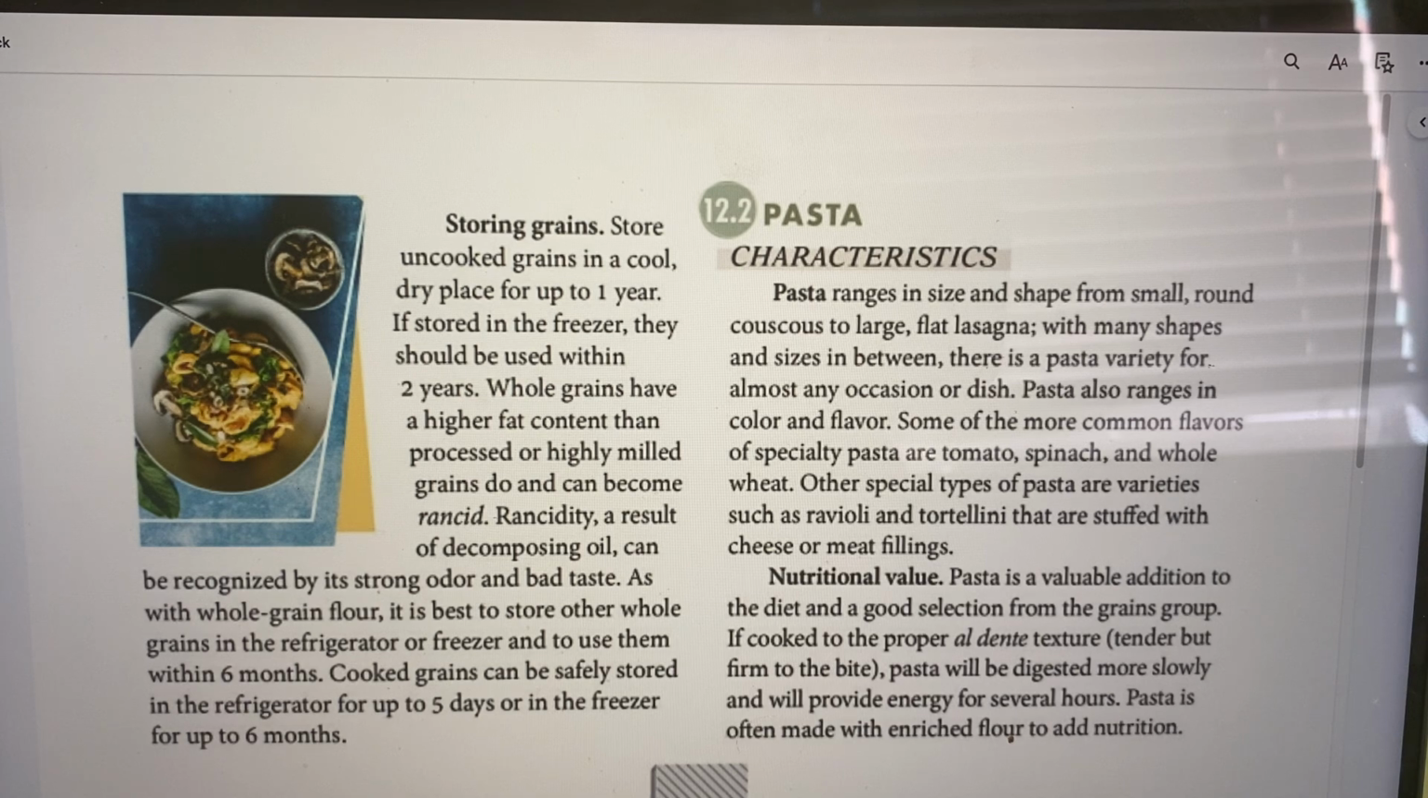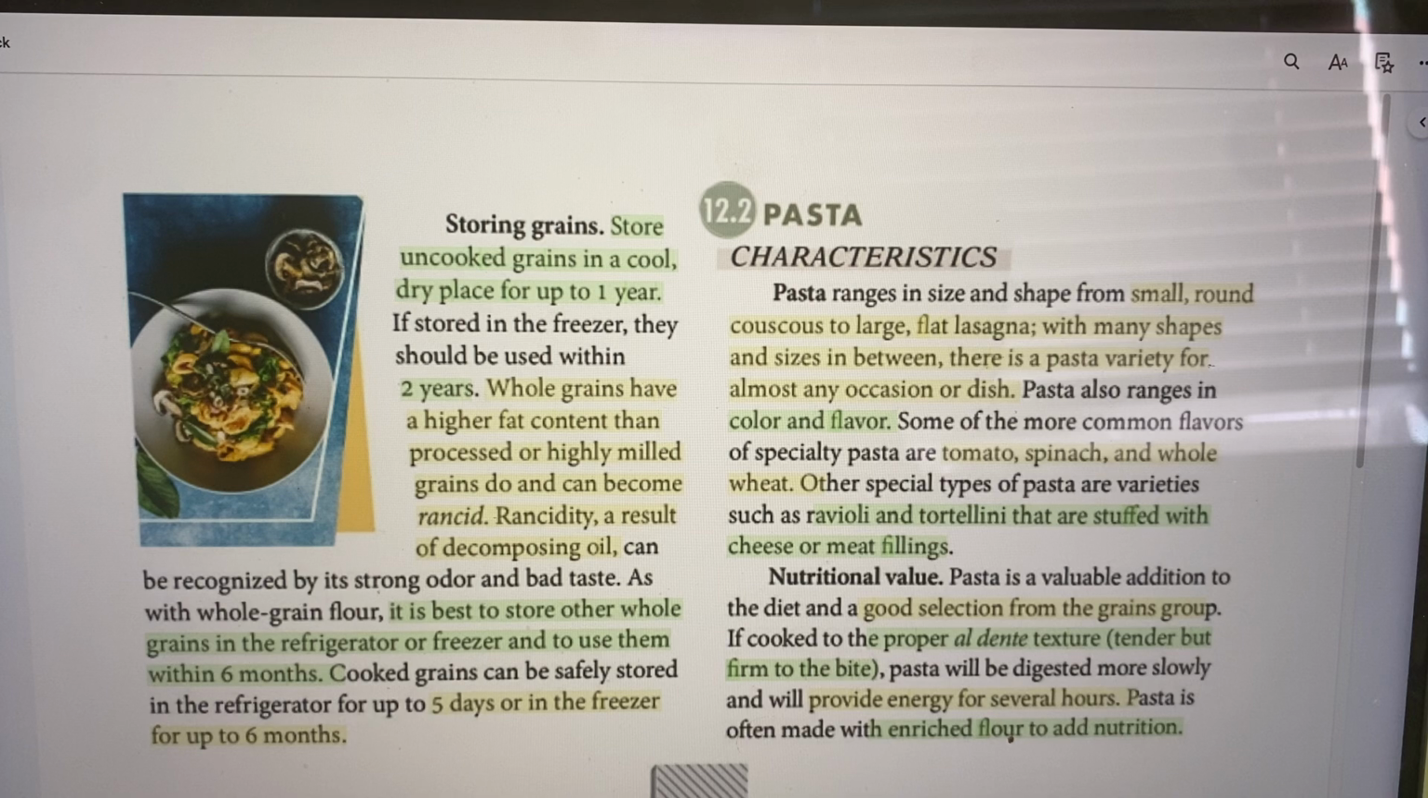Storing grains. So you store uncooked grains in a cool, dry place, in your pantry, for up to about a year. If stored in the freezer, they should be used within 2 years. So if you put it in the freezer, 2 years.